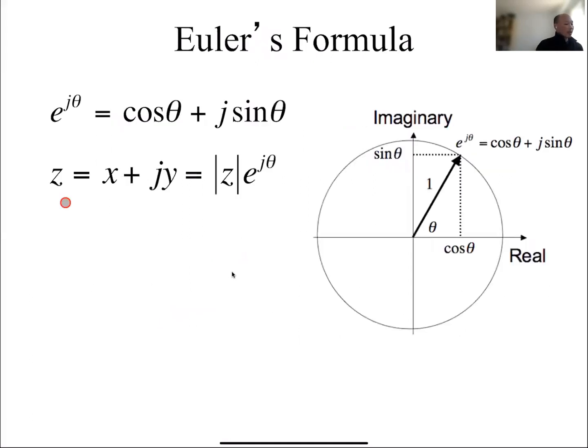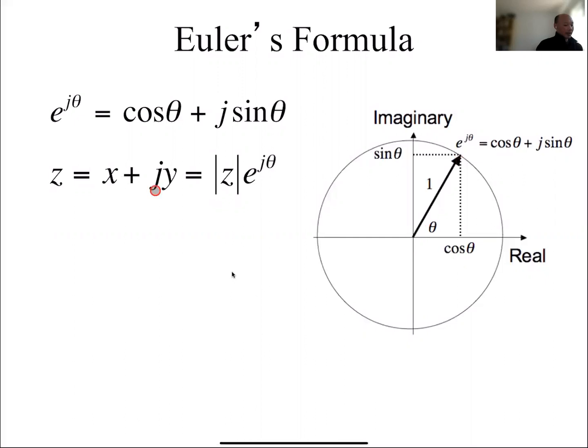So a really important thing to keep in mind that we're going to use a lot when we talk about MR is Euler's formula. So e to the j theta equals cosine theta plus j sine theta. And so it's useful to realize that this is just the representation of a complex number that has a real part of cosine theta and an imaginary part of sine theta. And we can also describe this by its amplitude or its magnitude and its phase.